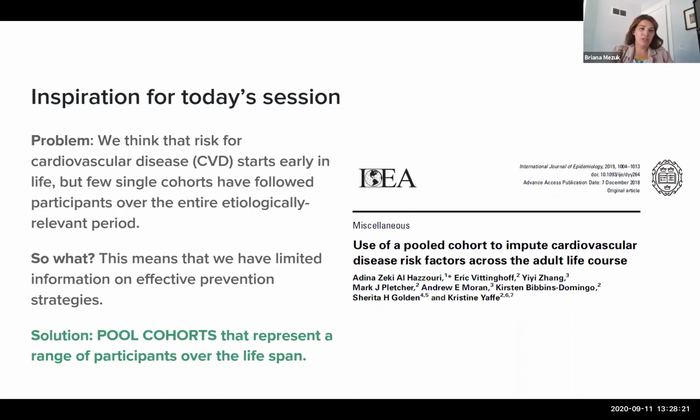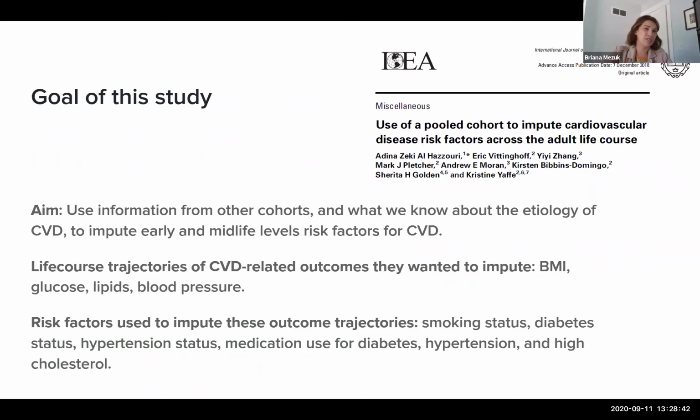So their solution is to pool cohorts, and they've decided to pool these cohorts because they represent a range of different pieces of the lifespan. Some are younger cohorts, some are middle-aged cohorts, some are older cohorts. I'll show you the exact cohorts in just a second. The goal of this study was to use information from other cohorts and what we know about the etiology of cardiovascular disease to impute early and mid-life risk factors into a cohort of older adults.